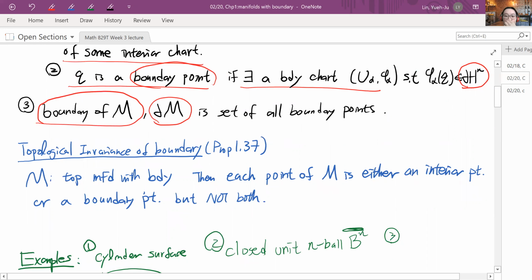This is basically the same thing. It's just that now we make it a bit stronger, in the sense that it involves the smooth chart, not just the topological chart. So this tells you that no matter which smooth chart you use, if one of the charts maps a point to the boundary, then the other charts will do it as well. Otherwise, there will be a problem. Okay, any questions so far? I think it is not too bad, I hope.